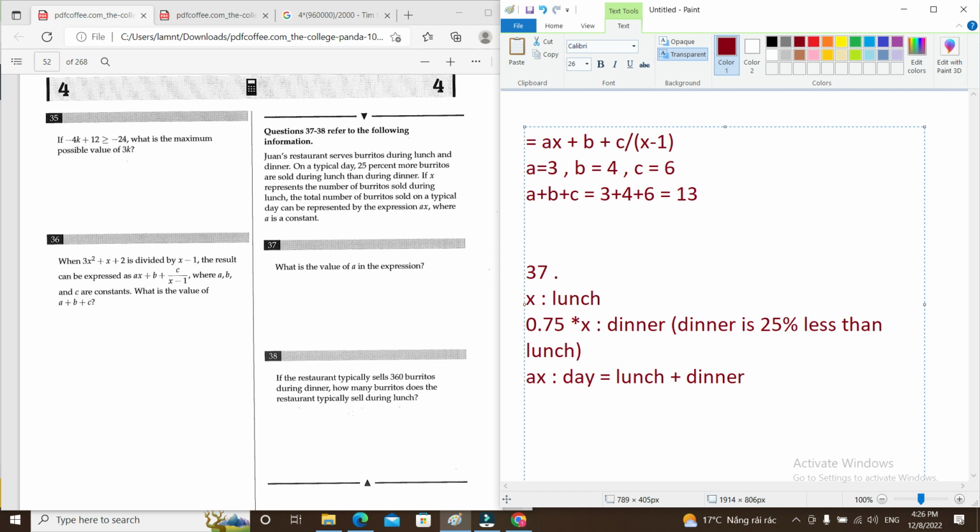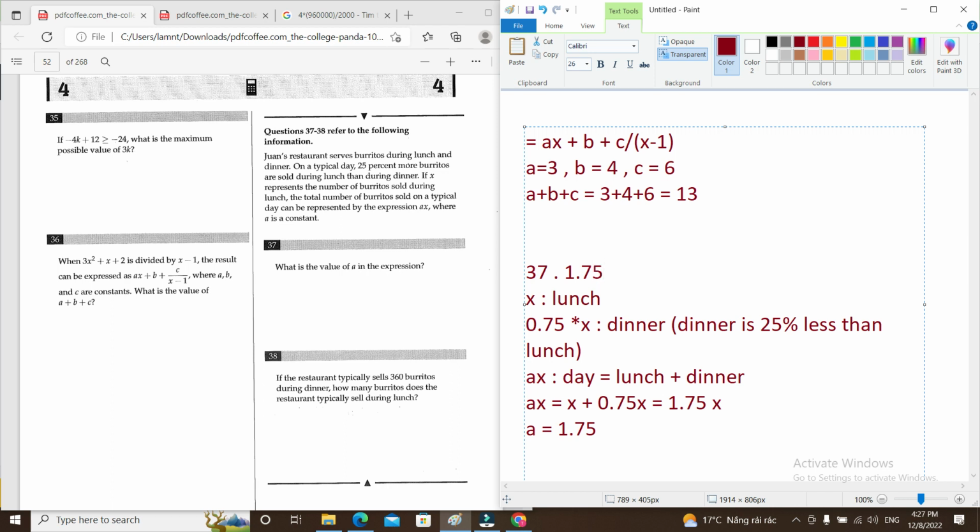So ax is just equal to lunch, which is x, plus dinner, 0.75x. That is just 1.75x, right? So we can figure out a is equal to 1.75. Alright, so the answer for 37 is 1.75.